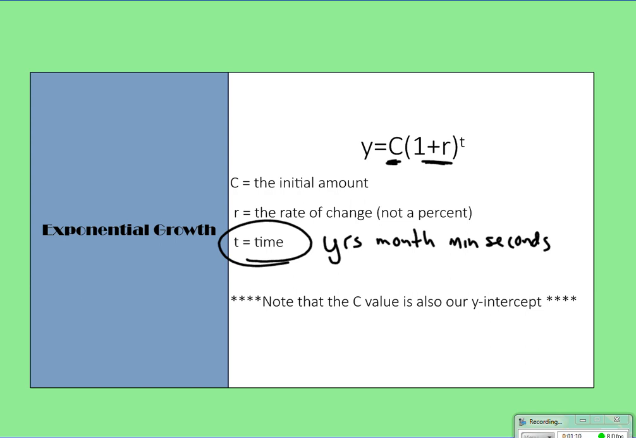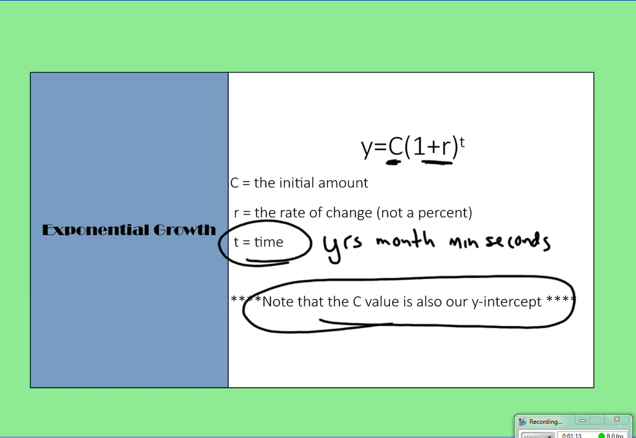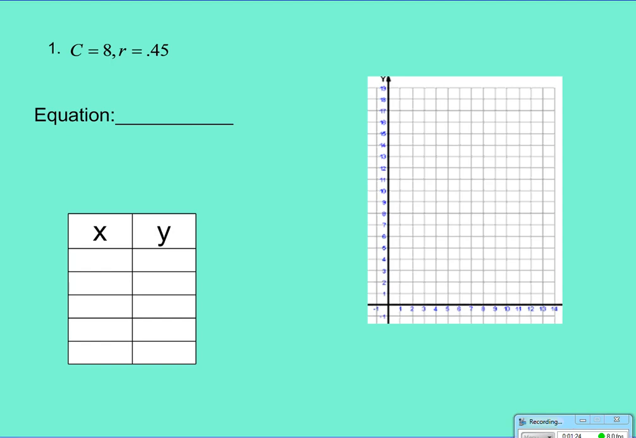Okay, now your C value is also your y-intercept. So it's what happens at time 0. Time 0 is when this little experiment will start, so that's going to be your initial starting point. So if we take a look here, C is 8 and R is 0.45. So you're looking at 8 times (1 plus 0.45) to the power of time. So 0.45 is written as a decimal. It would be 45% as a percent.